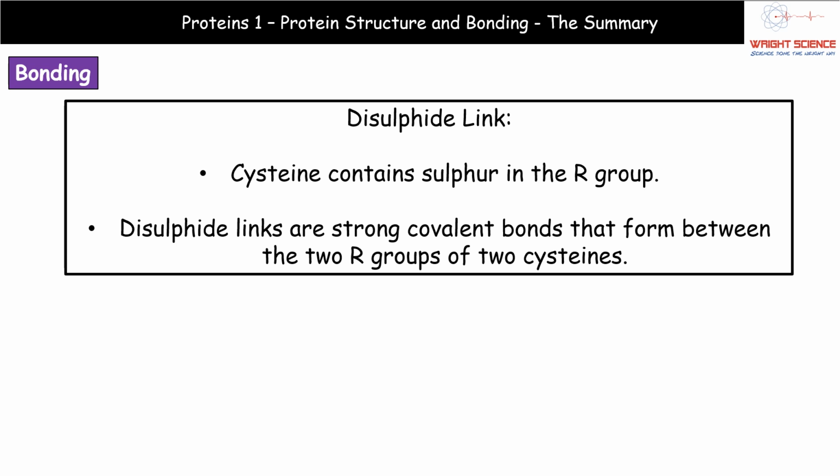So what we actually find is these disulfide links are strong covalent bonds forming between the two R groups of two cysteines. So we've got two cysteines, and then because their R group consists of a sulfur atom in each case, we then form a covalent bond between those two sulfur atoms, and that is the disulfide link, disulfide bridge.